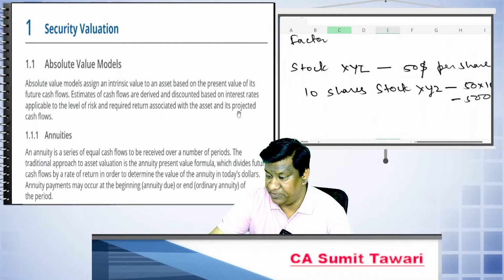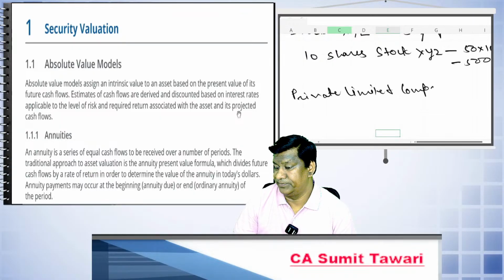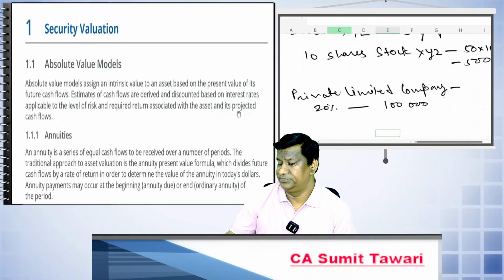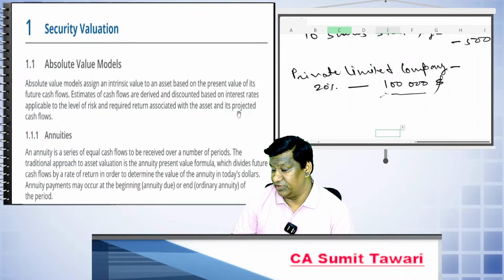Now, say you invested in a private limited company, 20%, and for that 20% you paid maybe $100,000. Now you want to calculate the value of this $100,000 security. How are you going to calculate? Any guess?